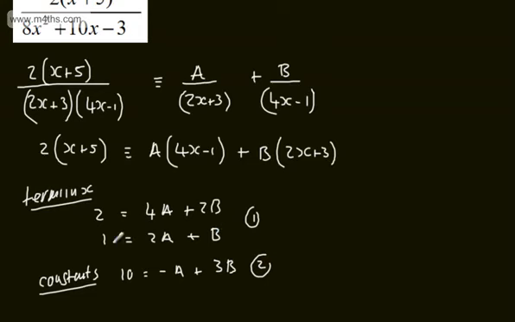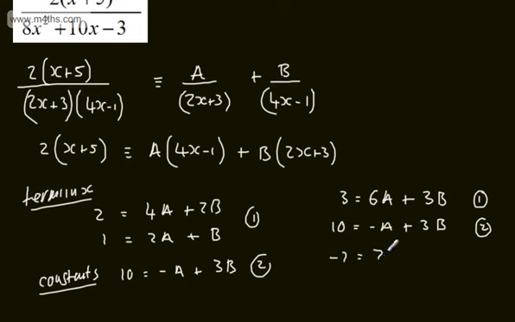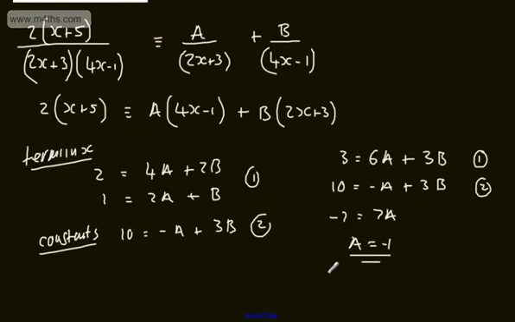So if we just look at this, let's multiply equation 1 by 3. So let's say 3 is equal now to 6a plus 3b. So that's equation 1. Equation 2 we can leave in its current form. Let's just say 10 is equal to minus a plus 3b. Now if I subtract downwards, minus 7 will be equal to 7a plus 0. a will be equal to minus 1. So straightforward simultaneous equation, and I can just plug this back in.